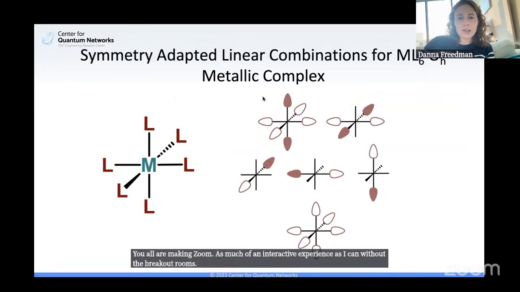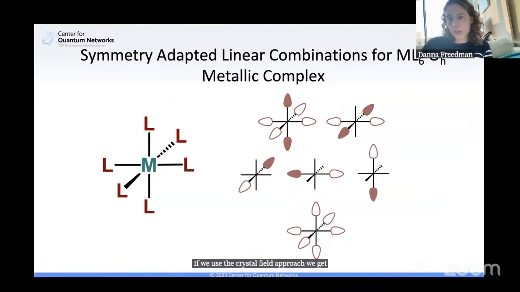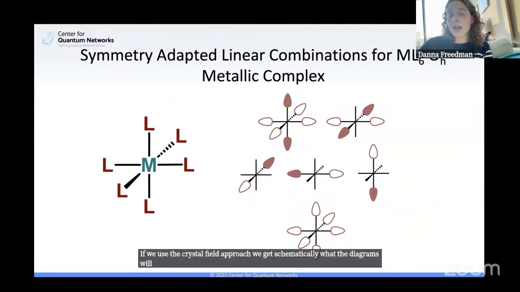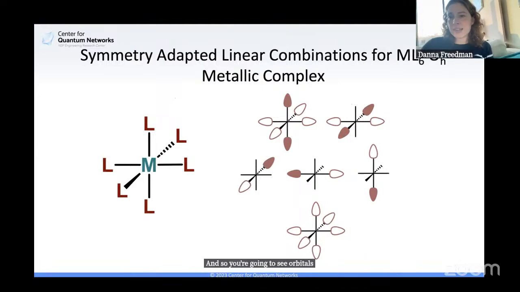Okay, so let's actually look at this. If we use the crystal field approach, we get schematically what the diagrams will look like. If we go back to the symmetry adapted linear combinations of orbitals, what we're going to get are the orbitals that are actually specifically adapted to bond with these d orbitals. And so you're going to see orbitals that look exactly like the orbitals that can participate in bonding.